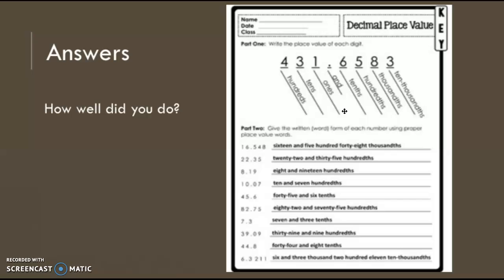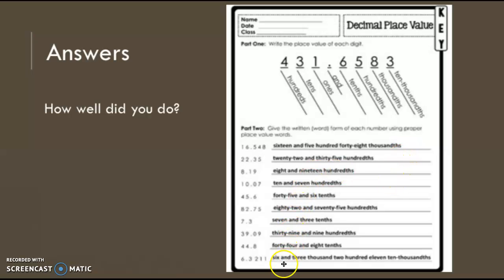So now that you guys have had a chance to go over the worksheet, we're going to go over the answers. So here's our decimal point, and to the right of the decimal, you should have labeled tenths, hundredths, thousandths, and 10,000ths. And to the left, where numbers 1, 3, and 4 are, this is the ones place, this is the tens place, and this is the hundreds. So here, you should have gotten the answer 16 and 548 thousandths, with a TH at the end.